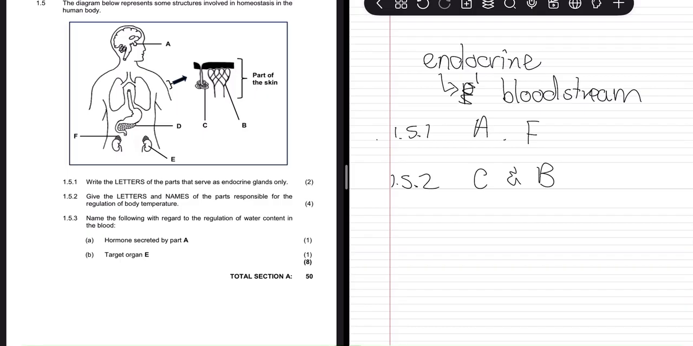Name the following with regard to the regulation of water content in the body. Okay, so they're telling it to you. It's a hormone secreted by part A. So what is secreted by part A that helps with water? So again, part A, you don't know. It could be hypothalamus, it could be pituitary gland, but I know it's a hormone that has to do with water. But water is a diuretic. All right, so then now water is a diuretic.